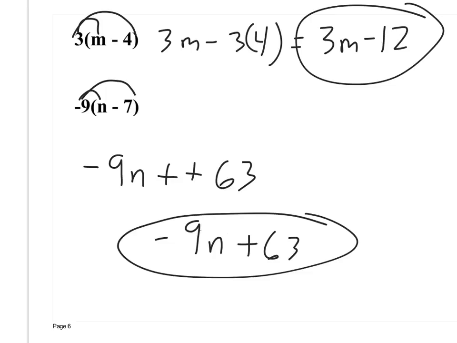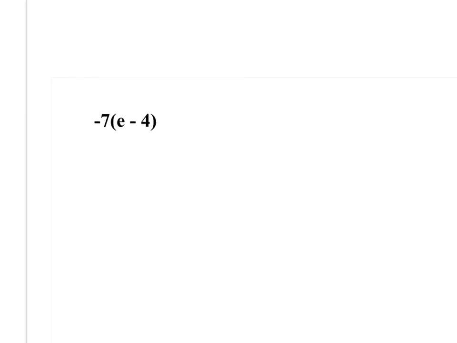Now, again, I see people get that wrong, so I say drop that sign down and I do negative 9 times 7. Here's the other way of doing it if you want to do it. You do negative 9 times n, you get negative 9n. Do negative 9 times negative 7. What is negative 9 times negative 7? Positive 63. Right? Would I still get the same answer? Yes.